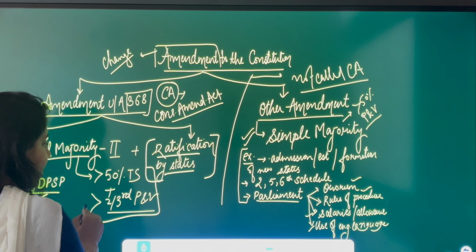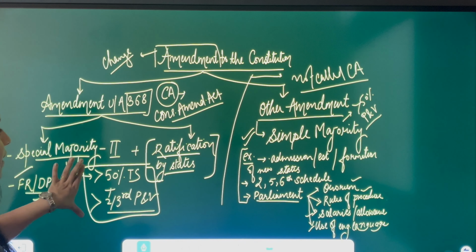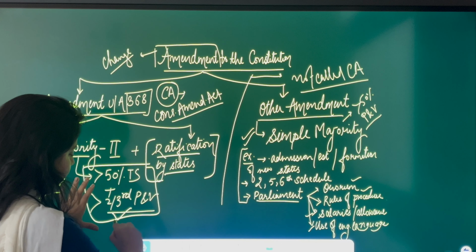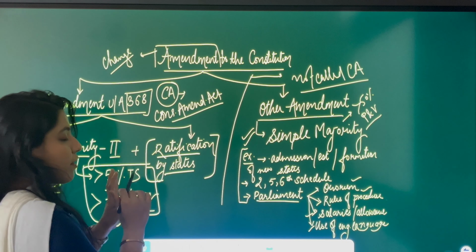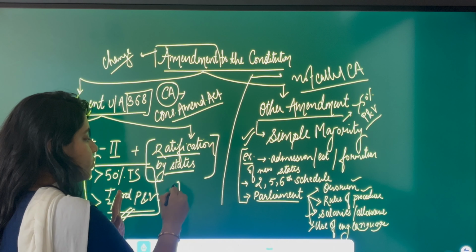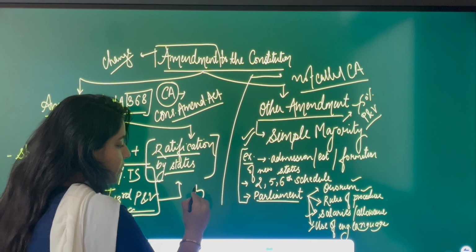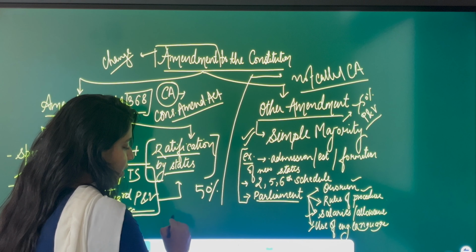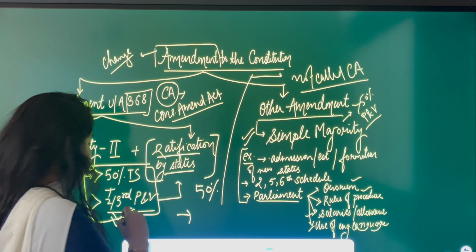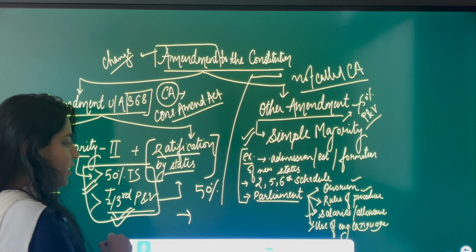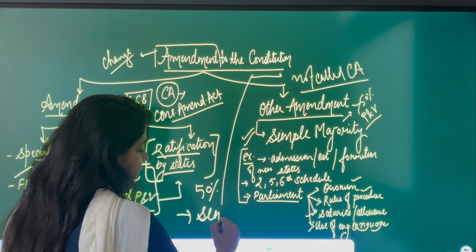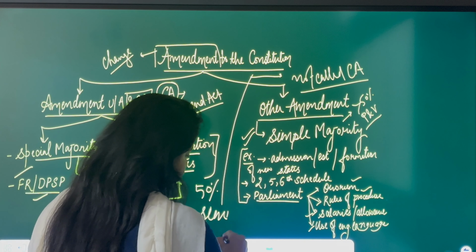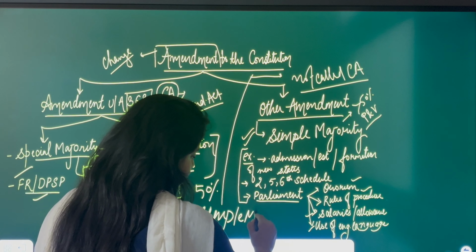So this majority is required, this majority from parliament is required. Okay, if parliament has passed the bill with this majority, then there are a few provisions that need to go to the states. Now 50% of the states must pass the bill which is passed by the parliament by this majority, with a simple majority in their respective legislatures.